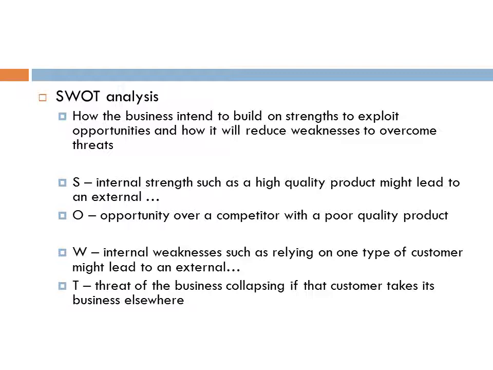So the way to remember whether it's internal or external, if the business can control it, it is internal. So the business can control how good its products and services are, that's internal. The business can control which type of customer it targets, that's internal. If the business can only react to it, then that's external. So if your competitor has poor quality, you can't control that, you can only react to it.